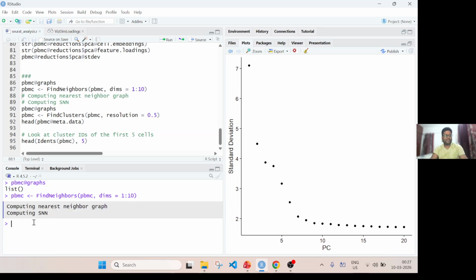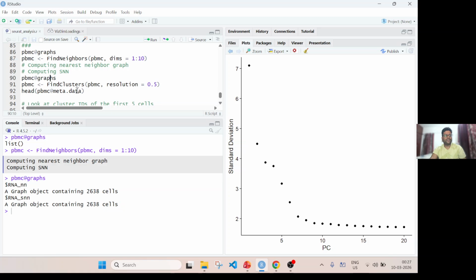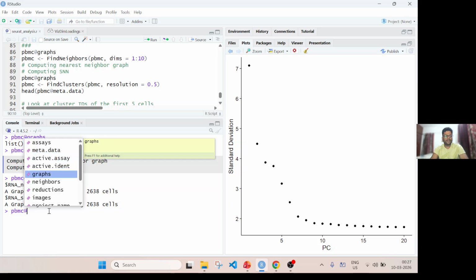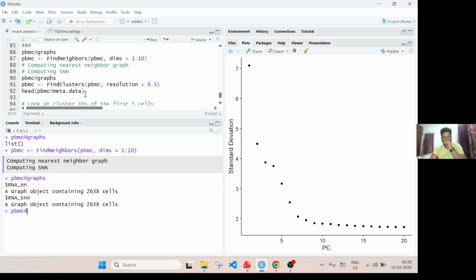So now if I again check this graph, pbmc.graph, I will see that we get a graph object containing 2638 cells, and the SNN is 2638 cells, but still we don't have clusters. Now if you just do pbmc@meta.data, clustering will come here in the metadata.